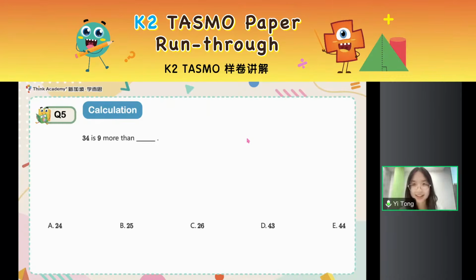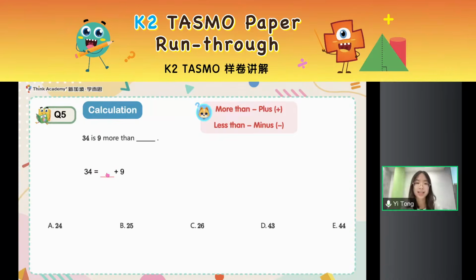All right, so let's write it out. Okay, plus and minus. Now 34 is what plus 9? So the answer is 25. Now, which one is our answer? Let's choose. Okay, very good. Our answer is B. So give yourself a little pat if you chose B.